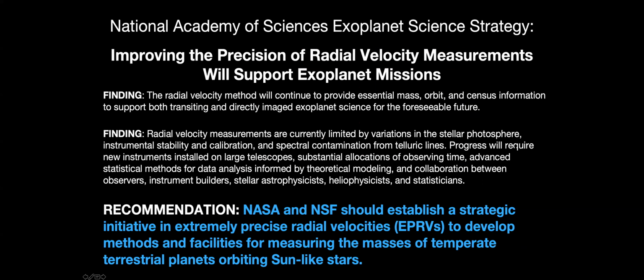But in the meantime, the National Academy of Sciences ESS report suggested that we need to really improve our ability to do RV science because it's crucial both for better understanding the planets and for correctly interpreting atmospheric information we get from them, either via transmission spectroscopy or future direct imaging missions. They recommended that NASA and NSF should establish a strategic initiative in extremely precise radial velocities, or EPRVs, to develop methods and facilities to measure Earth analogs around sun-like stars in the future.